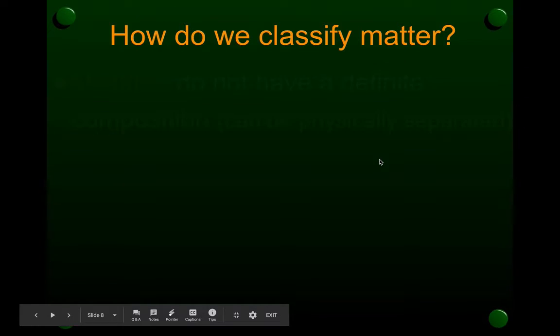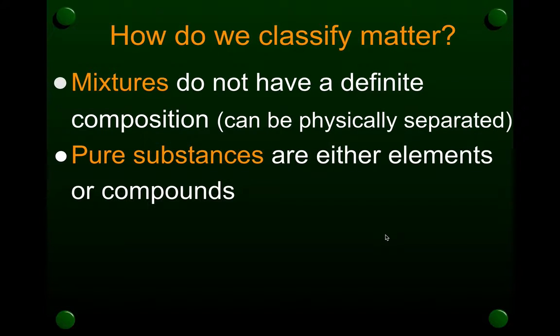Okay, next off, there are two main classifications of matter. When you come across a substance in real life, it's either a pure substance, and all elements are pure substances like gold and copper and oxygen. All compounds are also pure substances. Water is a pure substance, salt's a pure substance, etc. But most things we come across are mixtures. We define mixtures as things that don't have a definite composition. That means it could be weaker or stronger. It can also be physically separated, and we'll talk about that later.